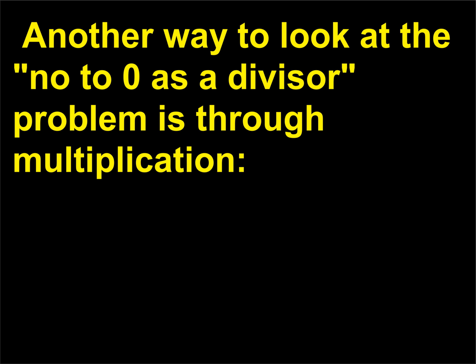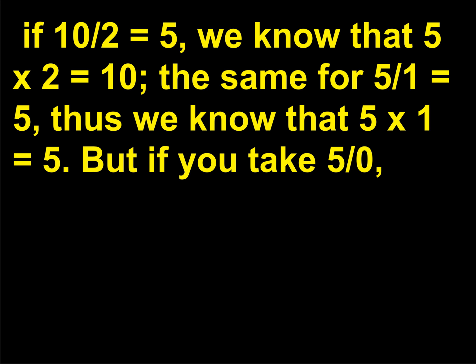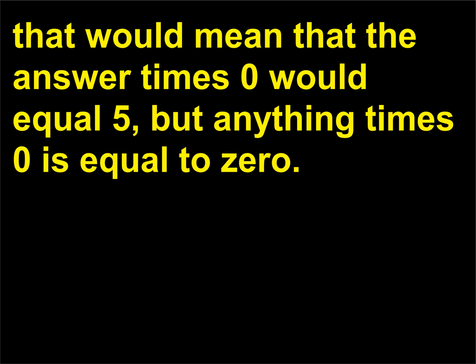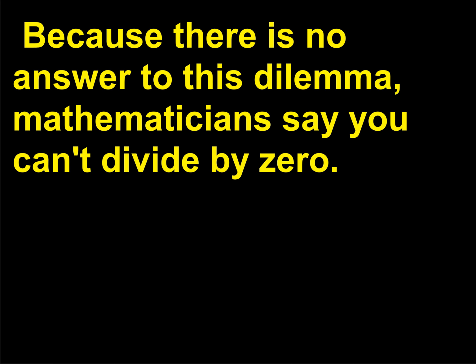Another way to look at the no to 0 as a divisor problem is through multiplication. If 10/2 equals 5, we know that 5×2 equals 10, the same for 5/1 equals 5, thus we know that 5×1 equals 5. But if you take 5/0, that would mean that the answer times 0 would equal 5, but anything times 0 is equal to 0. Because there is no answer to this dilemma, mathematicians say you can't divide by 0.